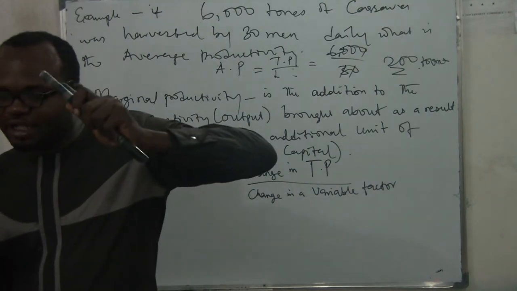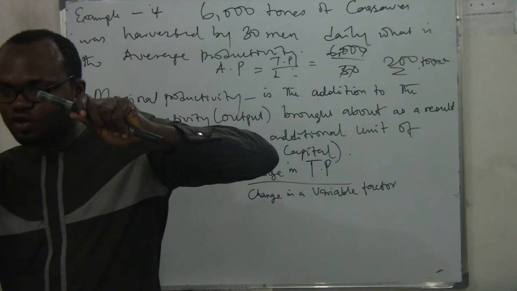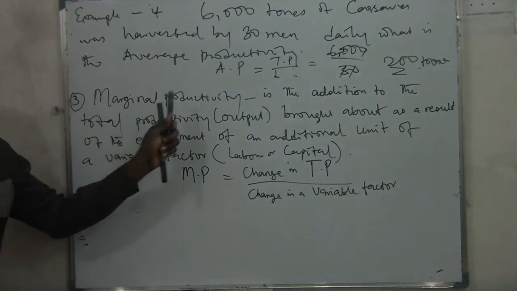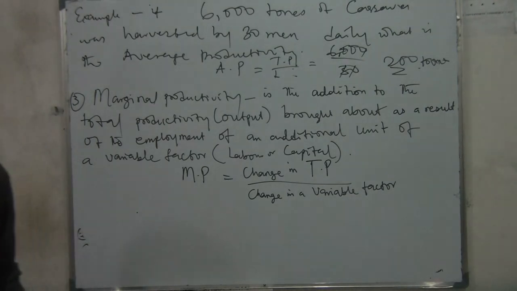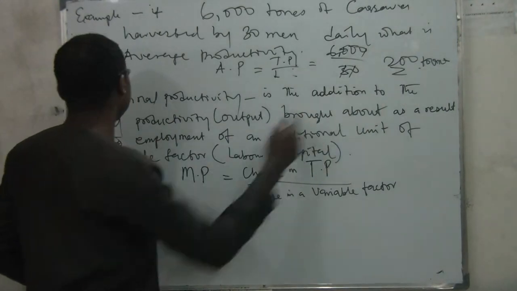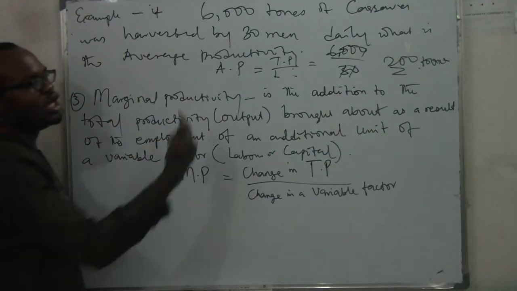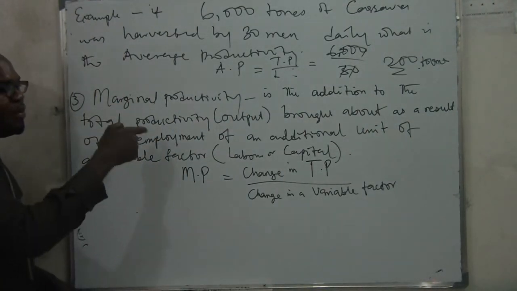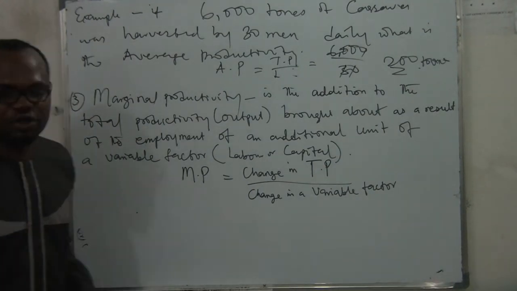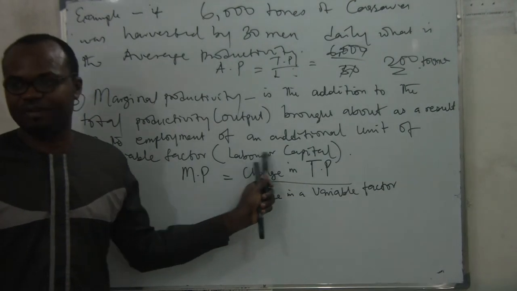So that small increase, let's say that they are producing 60,000, 200. That small 200 is what we call what? Marginal productivity. That extra addition in production. You understand? So we say that marginal productivity is the addition to the total productivity or output brought about as a result of the employment of an additional unit of what? A variable factor. And I told us that the variable factors of production are labor and what?